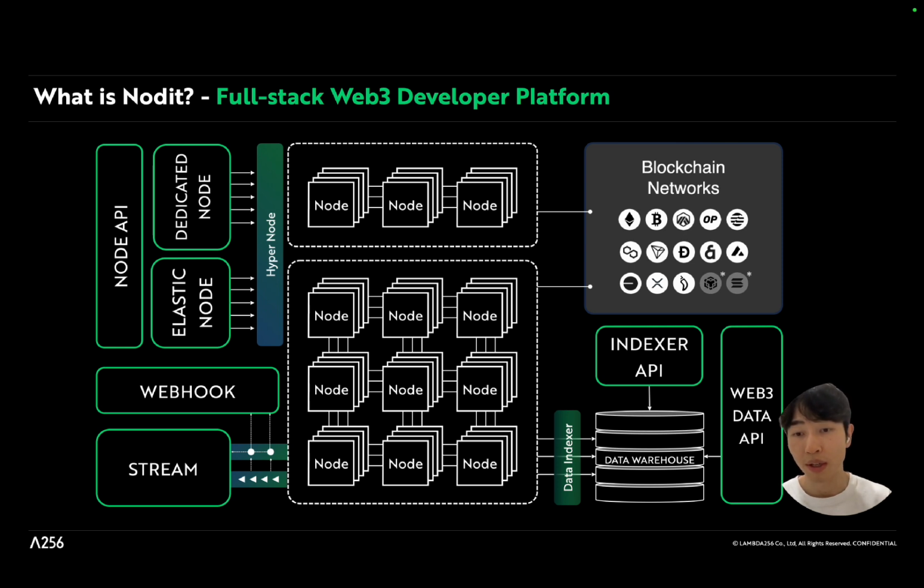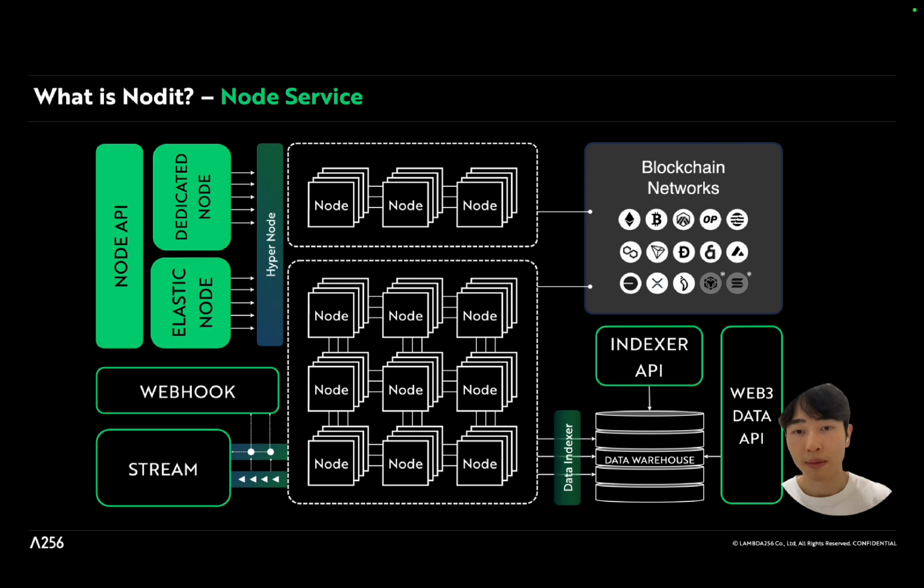If your application needs real-time updates, like reacting to on-chain events or monitoring wallets, you can use our webhook or stream services. But Nodit goes beyond node access. We also index blockchain data and provide it through easy-to-use APIs. This lets you fetch data like tokens, transactions, or NFTs without digging through raw data or writing your own parsers. So now that we've seen the big picture, let's take a closer look at each feature.